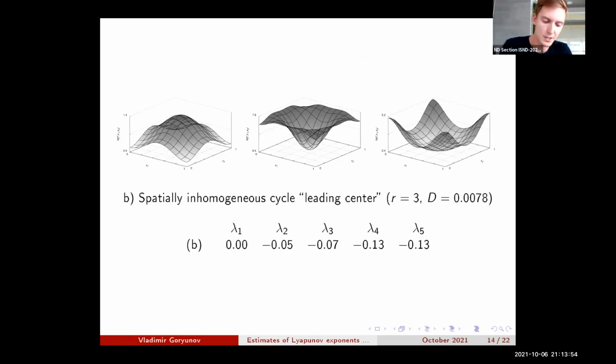Next mode is a leading center at a smaller value of diffusion coefficient. Then the shape is a bit different. The center of the splash is in the center of area omega. And I will show you this in dynamics.